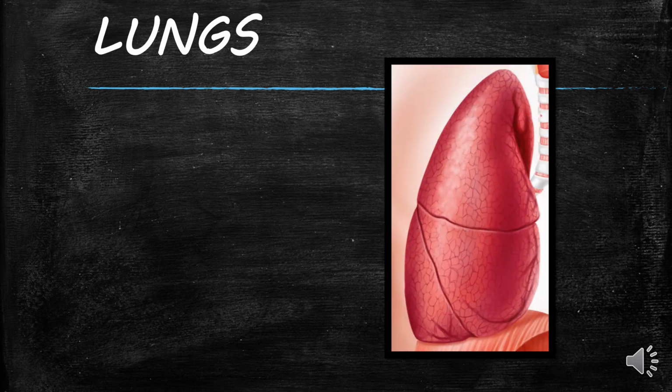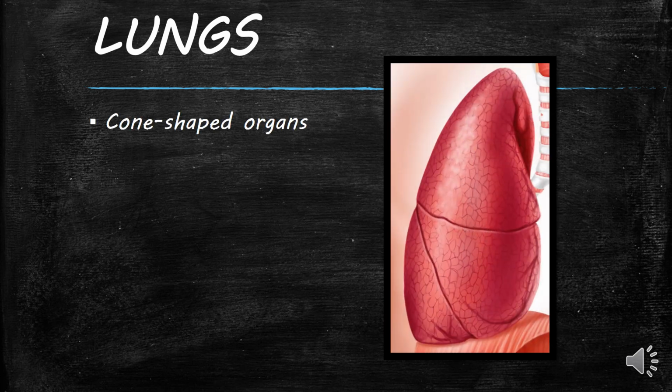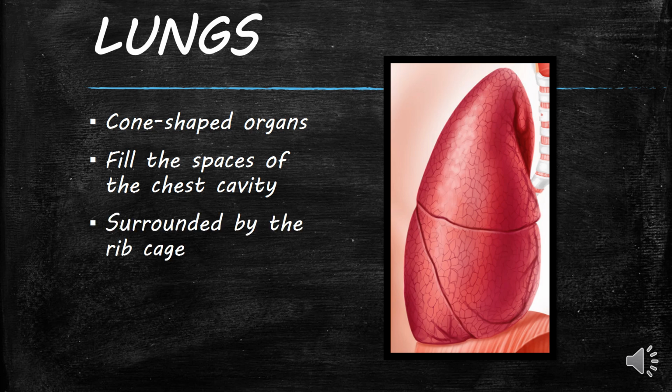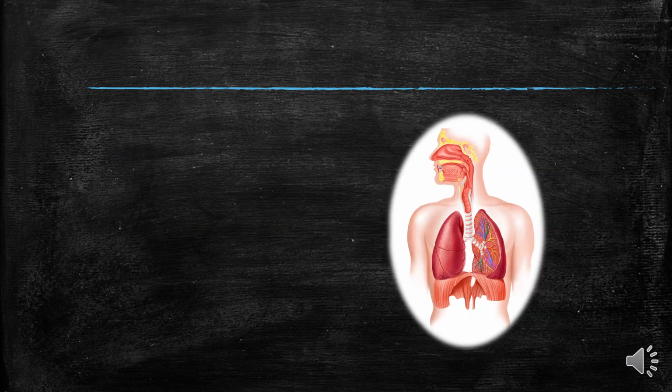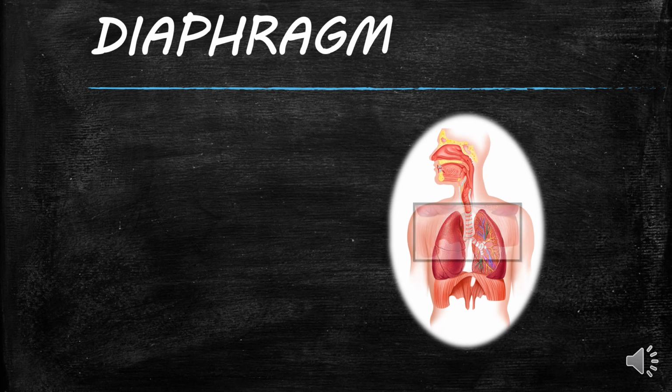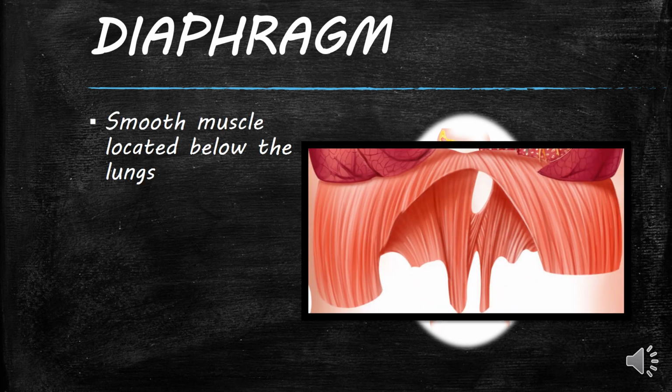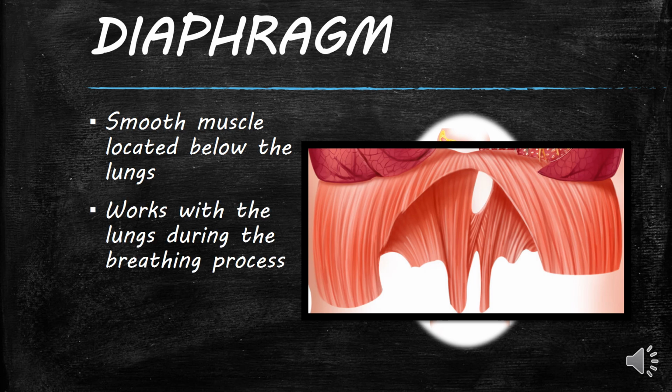Lungs. Lungs are cone-shaped organs, and they fill the spaces of the chest cavity. They are surrounded by the rib cage. Diaphragm. Diaphragm is a smooth muscle below the lungs. It works with the lungs during the breathing process.